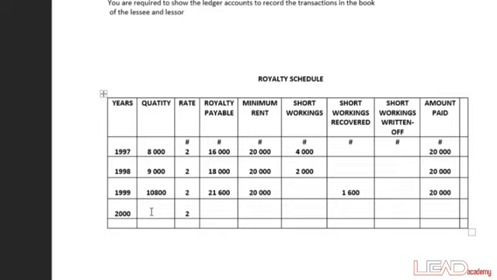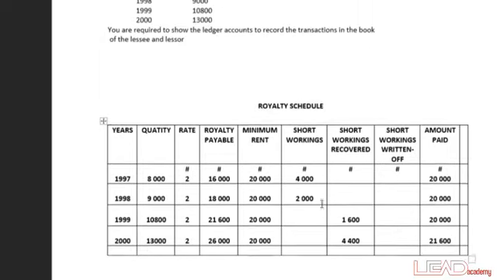So do the same thing for year 2000. While you pause the video, do the same for year 2000. I know in year 2000 you get confused because he had an excess of 6,000 naira and was able to pay up the loss that was made, and still had a balance. If you are able to remove the short workings you made in the previous years and still have a balance, that's the balance you pay to the landlord. So now we are done with the royalty schedule.